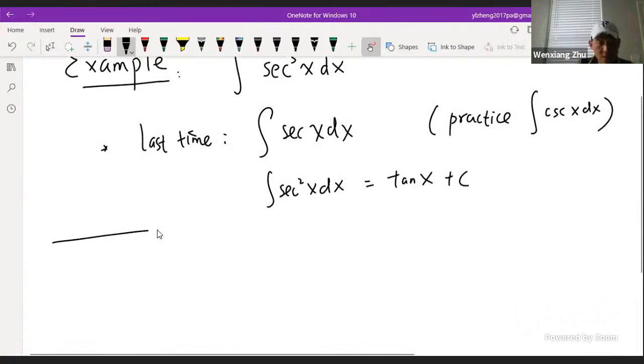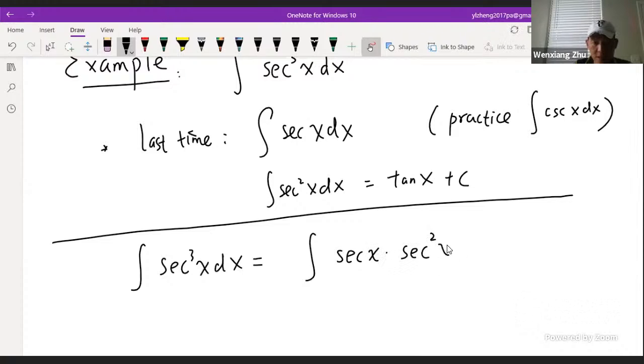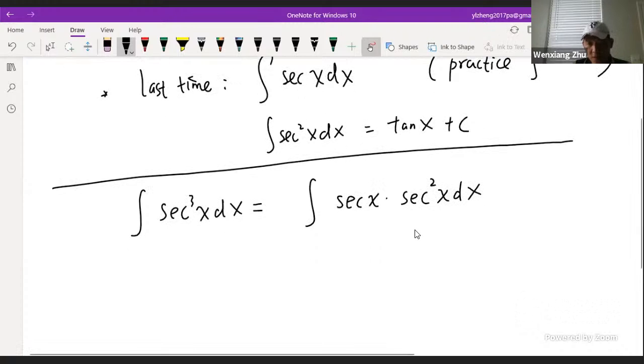So how am I going to do that? By using integration by parts. Again, the way to look at this, we need to split. We write secant x cubed as secant x times secant x squared dx. The way when we look at this one, this will help you to find what your u and the dv is. In this case, I will call this part dv, and that will be u.